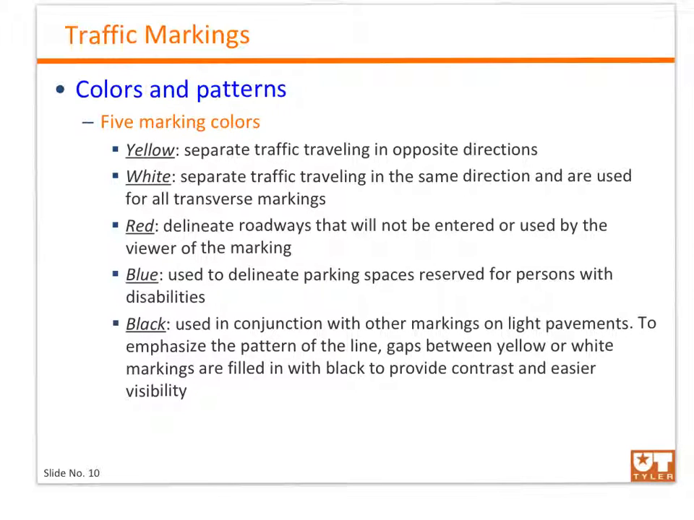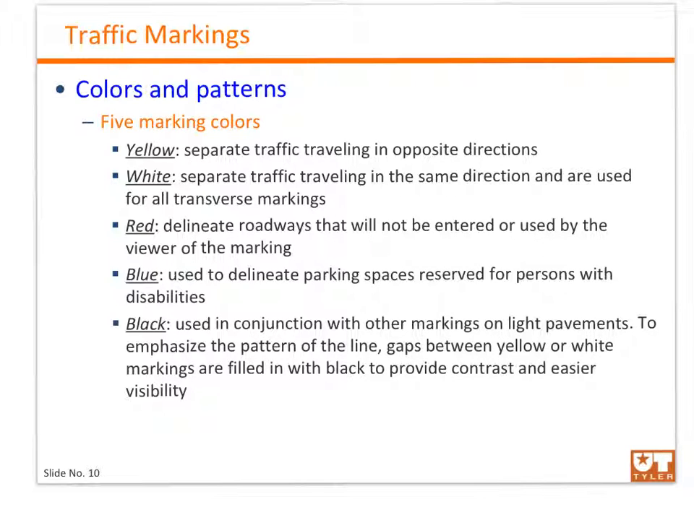The white color is used to separate traffic traveling in the same direction, and typically it is used for all transverse markings as well. So longitudinal markings when it comes to lanes in the same direction, and even any transverse markings such as pedestrian markings, for example, we use white color in most of the cases.